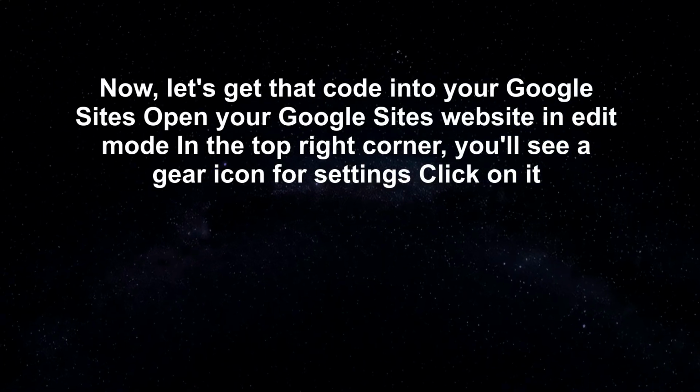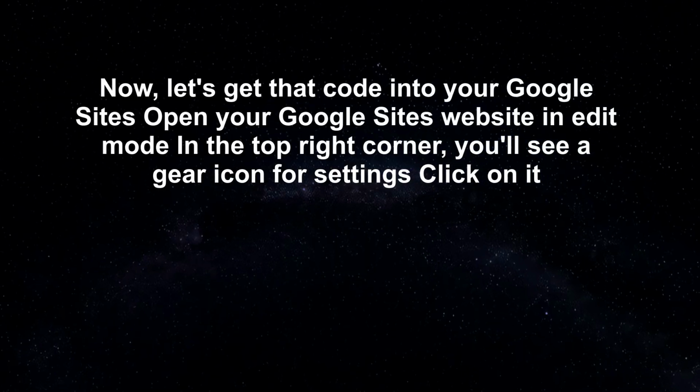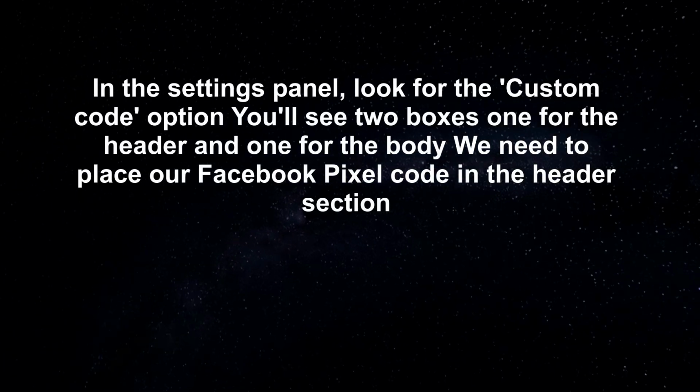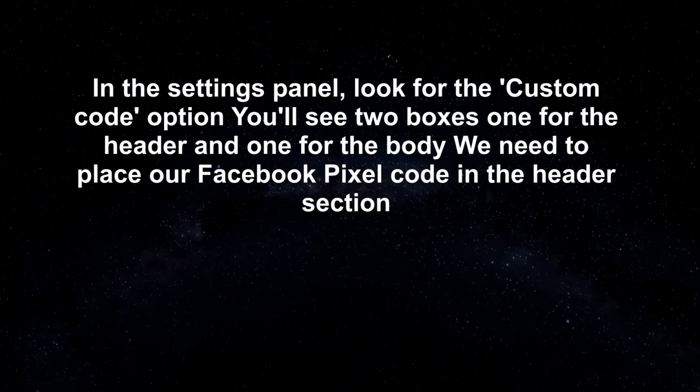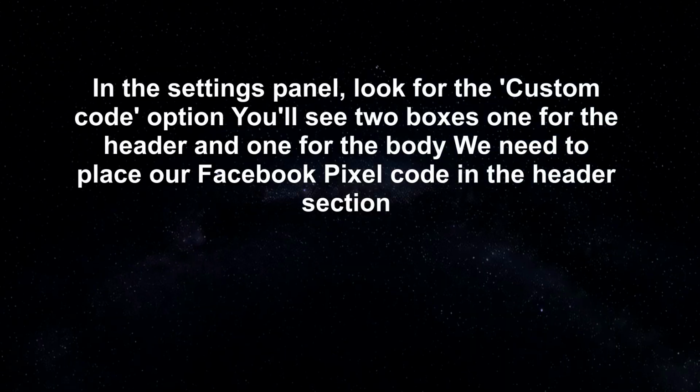Open your Google Sites website in edit mode. In the top right corner, you'll see a gear icon for settings. Click on it. In the settings panel, look for the custom code option. You'll see two boxes, one for the header and one for the body. We need to place our Facebook pixel code in the header section.